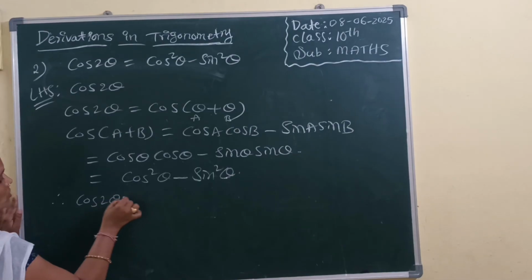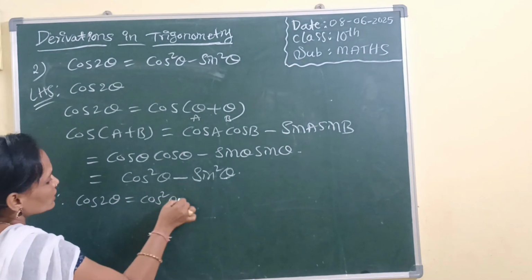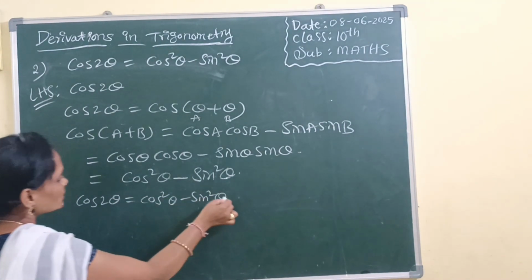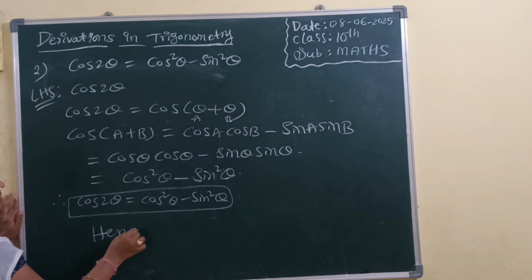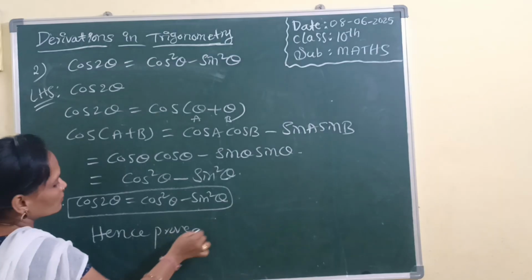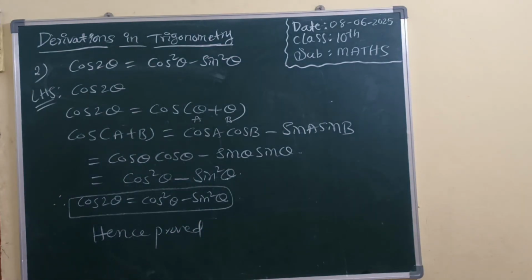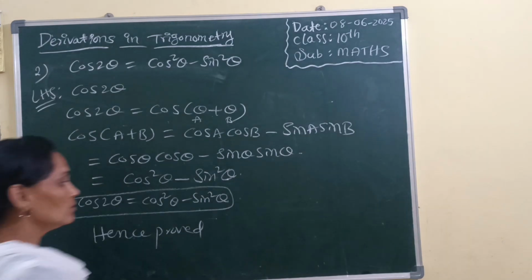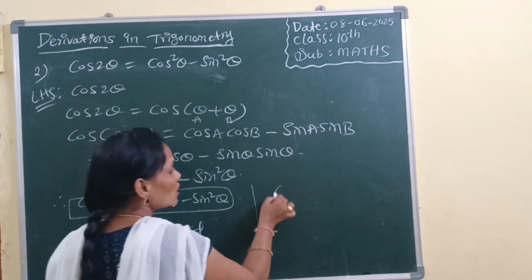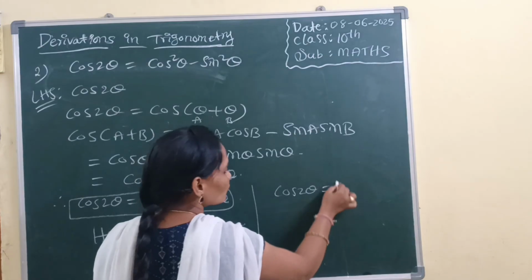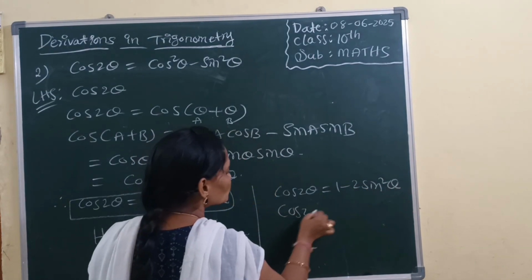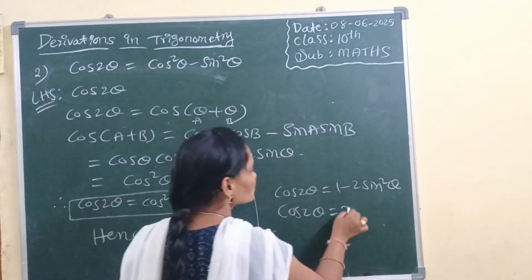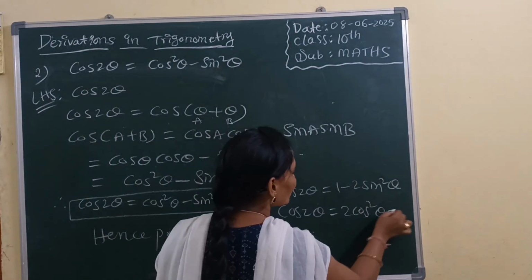Cos 2 theta is equal to cos square theta minus sin square theta. Hence proved. Okay. Like this we will get the formula, cos 2 theta formula. Still we have cos 2 theta formulas. 1 minus 2 sin square theta. Again cos 2 theta formula in terms of cos: 2 cos square theta minus 1.